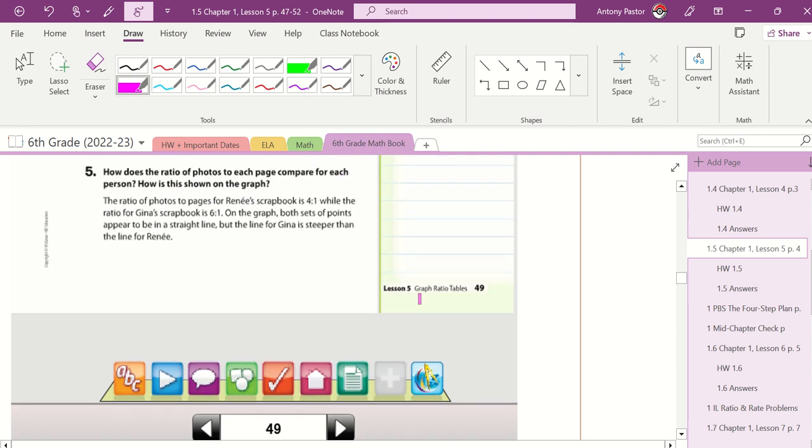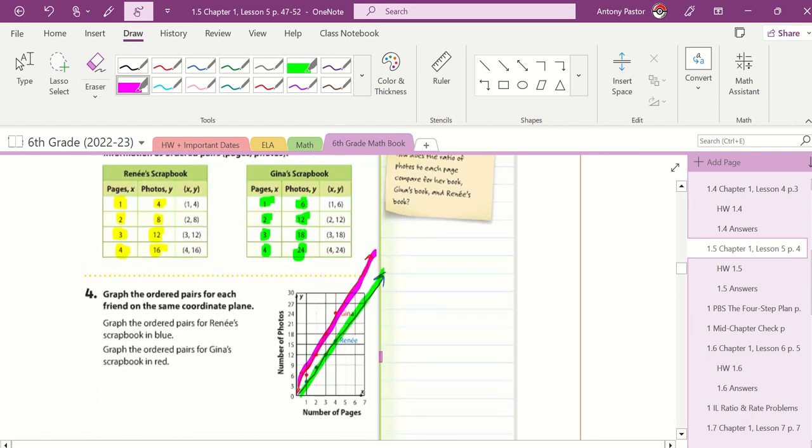How does the ratio of photos to each page compare for each person? How is this shown on the graph? The ratio of photos per pages for Renee's scrapbook is 4 to 1, 4 photos per 1 page, while the ratio for Gina's scrapbook is 6 to 1. On the graph, both sets of points appear to be in a straight line, but the line for Gina is steeper than the line for Renee. Again, steeper means straighter and higher, and Gina's is on the left side here, way steeper and higher than Renee's. So Gina is actually getting more pictures per page on her scrapbook, and she's doing a better job.